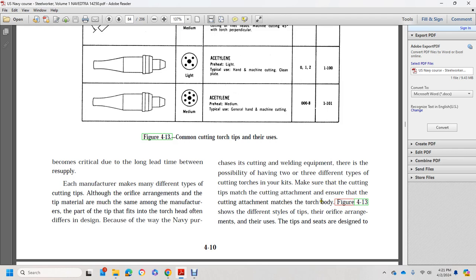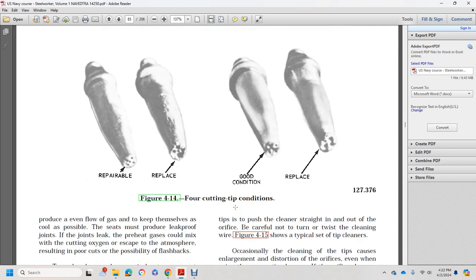Ensure the cutting attachment matches the torch body, figure 4-13. Ensure the different styles of tips, their orifice arrangement, and their use of tips and seats are designed to produce an even flow of gas and keep themselves as cool as possible. The seats are made to produce a leak-proof joint. Leaks of the preheat gases could mix with cutting oxygen or escape to the atmosphere, resulting in poor cuts and possibly flashbacks.